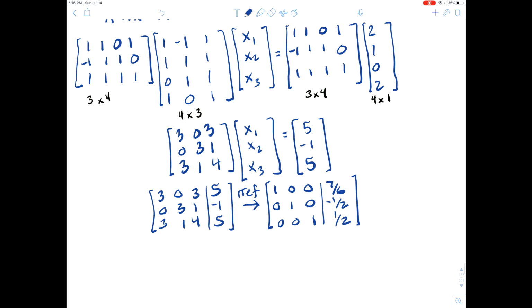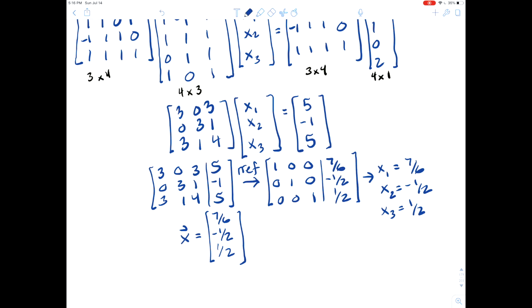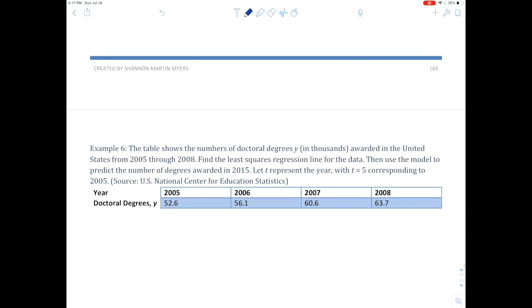So, what does that tell us? That tells us x1 equals 7/6, x2 equals negative a half, x3 equals positive a half, and so our vector x equals (7/6, -1/2, 1/2), and we're done. All right, let's look at an application now.